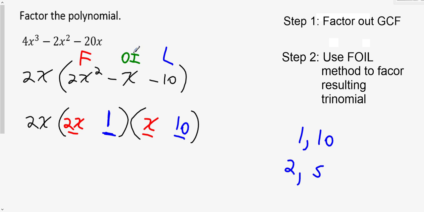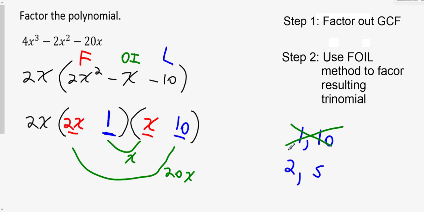And then let's try now to see if we can find outside, outside, inside, inside. Outside, outside would give me 20x, 2x times 10. And inside, inside would give me 1x. Is it possible to get negative x by either adding or subtracting 1x and 20x? I don't think so. So that means these will not work. Let's now try the other pair of numbers. So instead of the 1 and the 10, let's try the 2 and the 5.